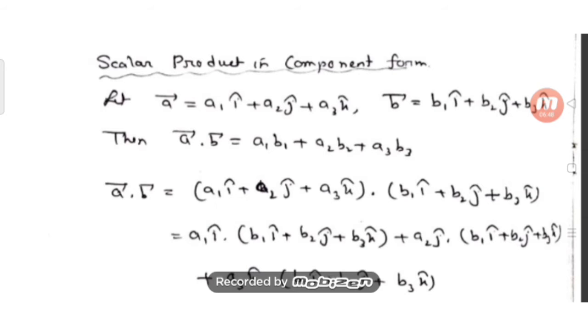If the coordinates of a point are given as x y z, then we can write that in vector form.